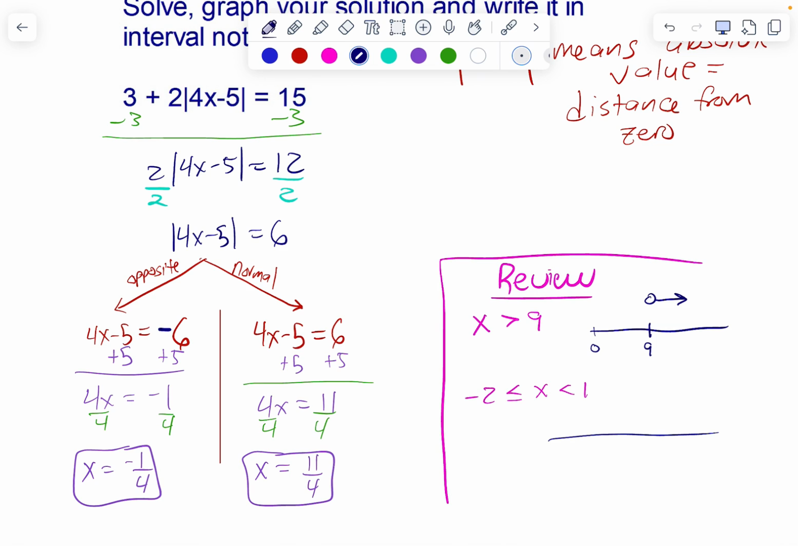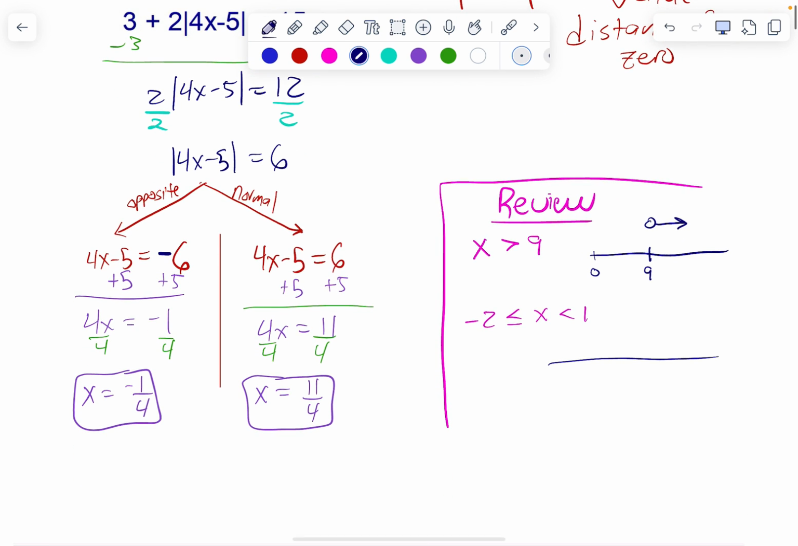Remember that would say x is what? Me? Sure. X is between, including, 2 or minus 2, and it is in between 1, not including it. Good. So how do we graph it?